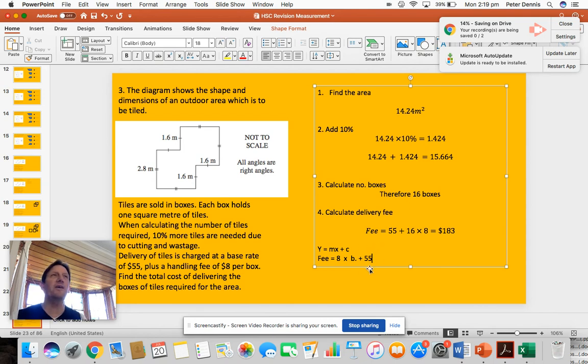So suppose you rang up the company, I don't know why you would do this, and asked them to deliver no boxes. They would say, well, that's going to cost you $55. And then every box after that, so if you get one box, it goes up by 8 because that is the gradient. 2 boxes goes up by 16, 3, 24, 4, 32. Every time you get another box, the fee goes up by 8. So that is the gradient, the rise over run. So it just comes back, which is always nice to link it back to other things that are y equals mx plus c as well.